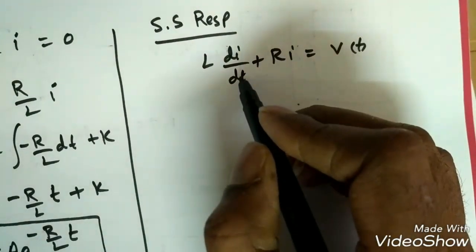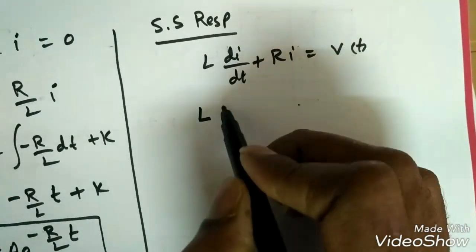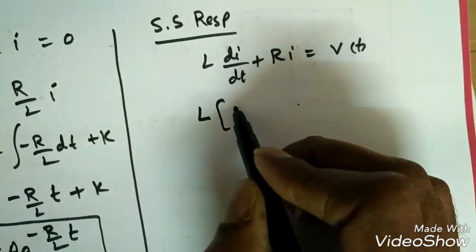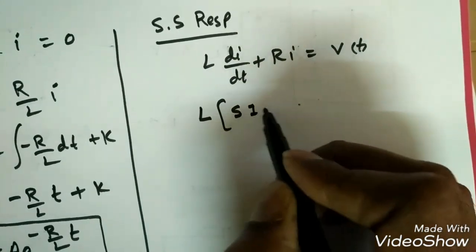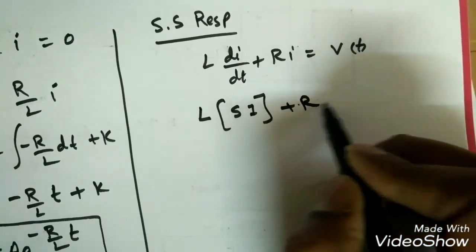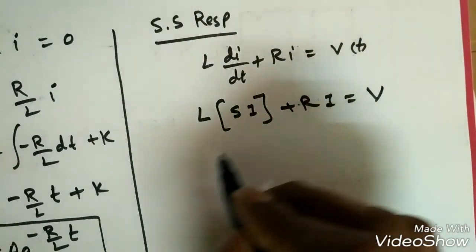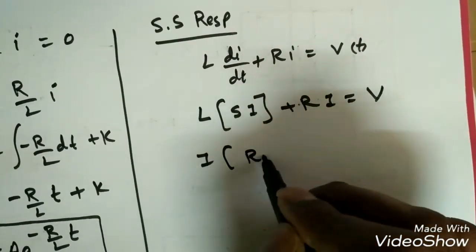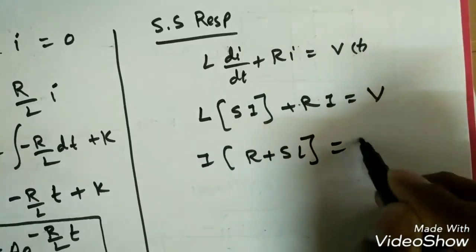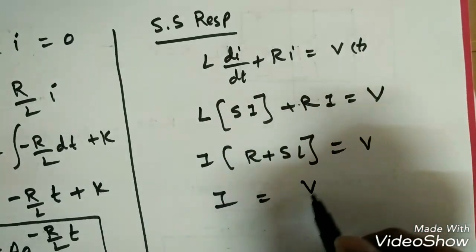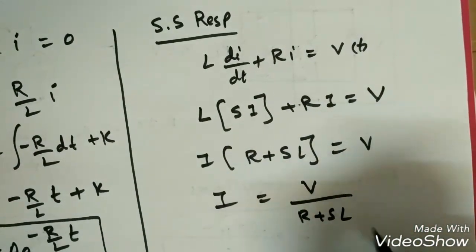See, di by dt is there, so L into di by dt plus R into i is equal to V. Now what is this? If I take i common, it will become R plus SL is equal to V. So what is I? I is V by R plus SL.